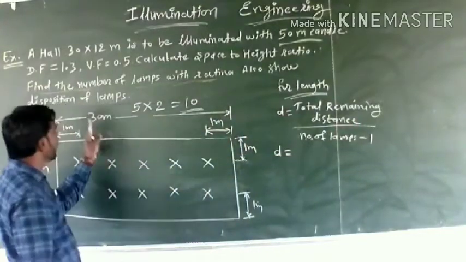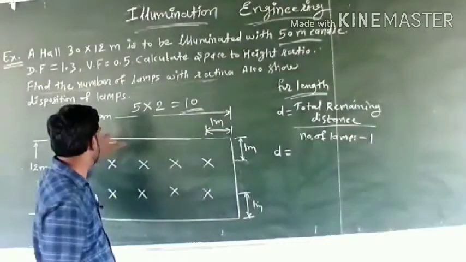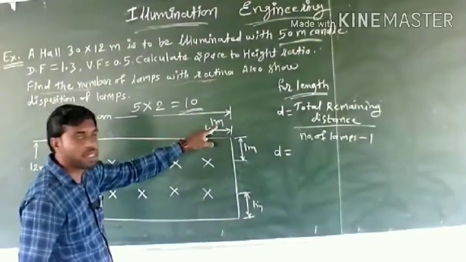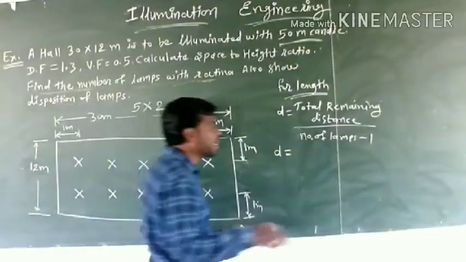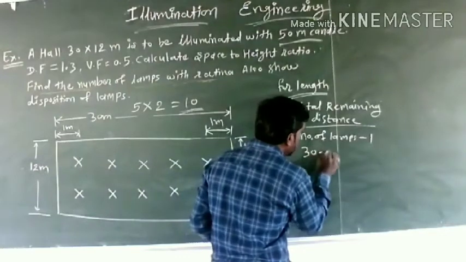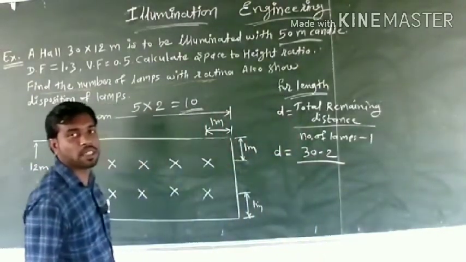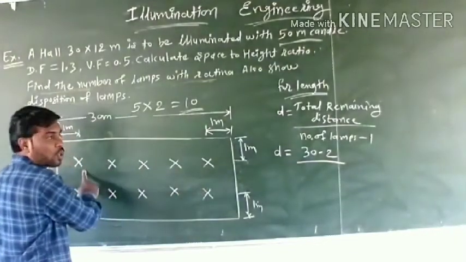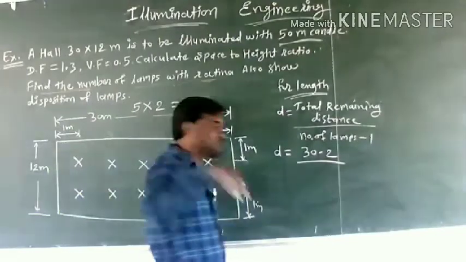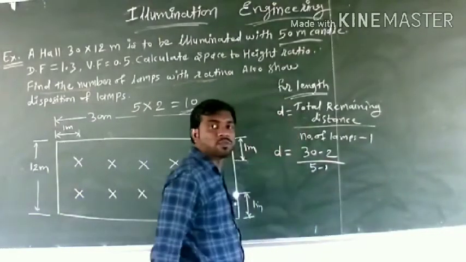Here the total distance is 30, and the remaining distance means 1 meter, 2 meter, that means 30 minus 2. Here is the total remaining distance, that means 30 minus 2, divided by the number of lamps minus 1. Here the number of lamps is 5. There are a total of 5 lamps. So number of lamps minus 1, that means 5 minus 1, that means 4.